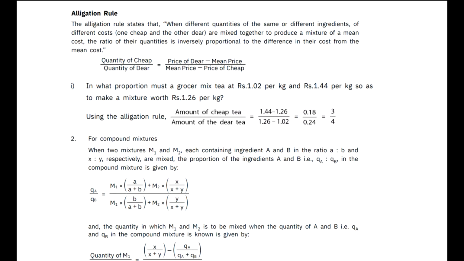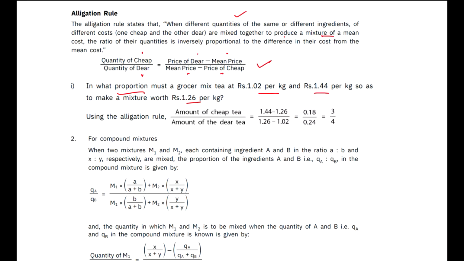Now this alligation rule states that when the different quantities of the same or different ingredients of different costs are mixed together, then they produce a mixture whose value would be completely different. So the alligation formula which you should remember definitely, because this really saves a lot of your time, is the quantity of the cheaper good by the quantity of the higher priced good, which is called as dear also, is equal to the difference between the price of the higher quantity minus mean divided by mean minus cheaper. So if you use this alligation rule to calculate this question, you will get the answer very fast. They are asking you in what proportion should you mix it.